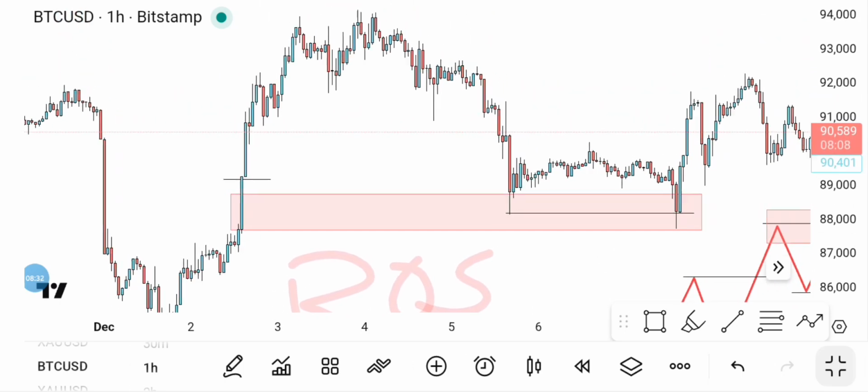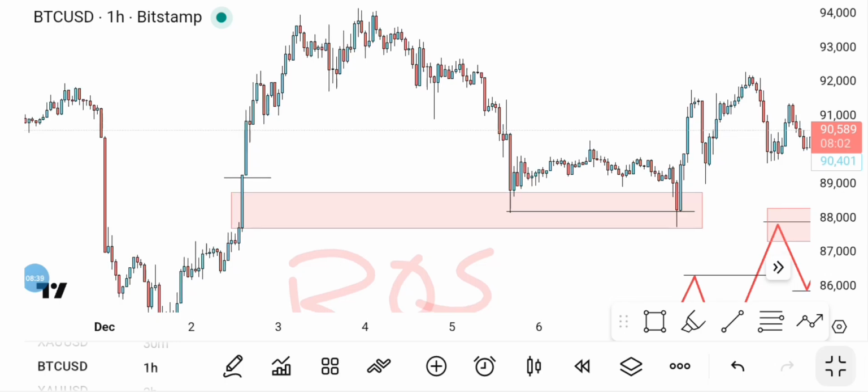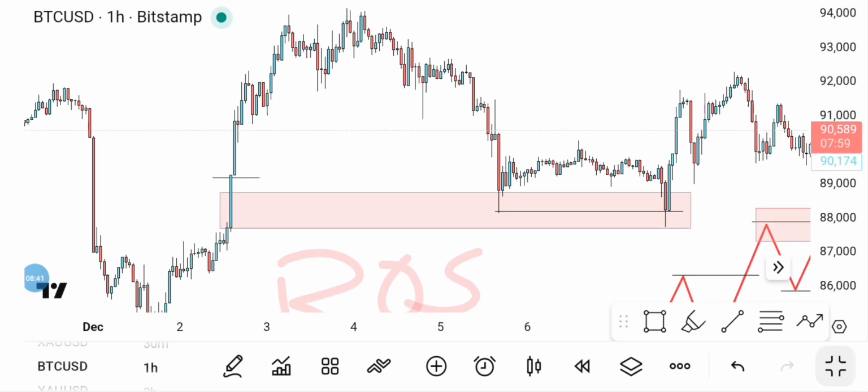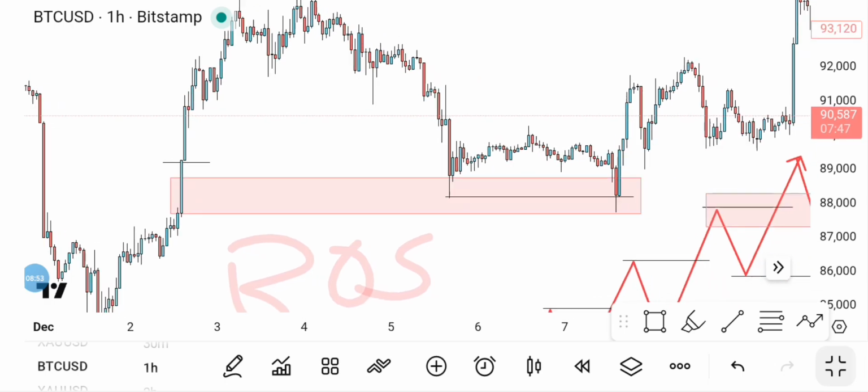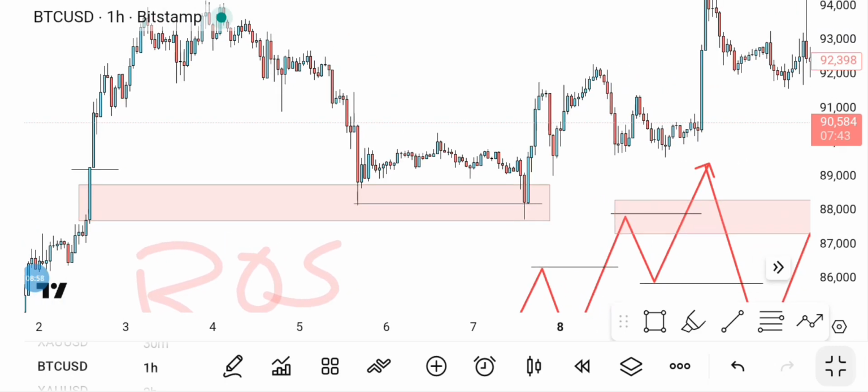Now, I'll just speak a little on two types of entry before I cut the video. We have the aggressive entry and the conservative entry. If we are using the conservative entry, which is what I usually use, it's an entry that is based more on confirmation signs.